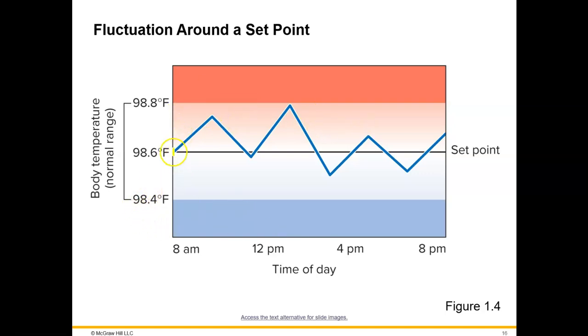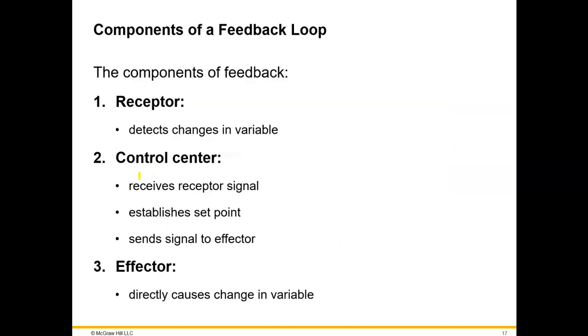So there's a normal range and there's a set point, and typically what happens is you have fluctuations around the set point, but that condition stays very, very near the set point. And when it doesn't, your body will act to get that particular condition back close to the set point.